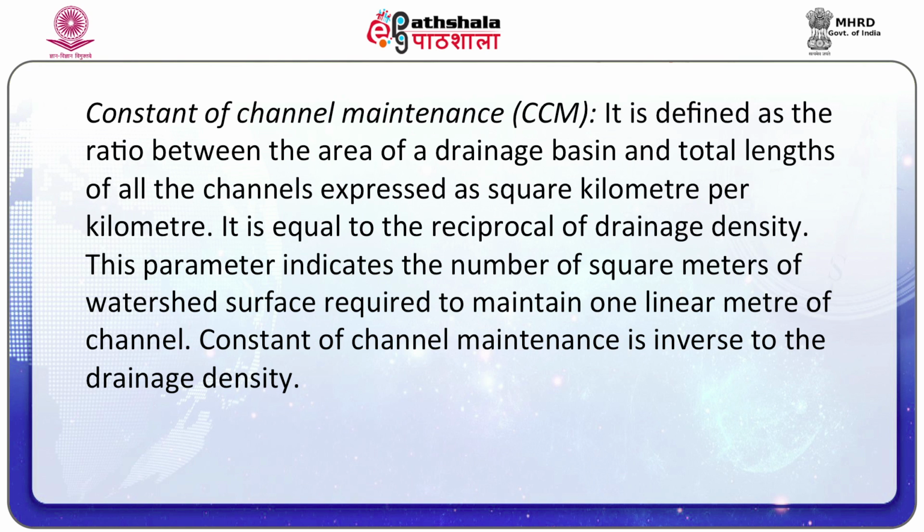Constant of channel maintenance. It is defined as the ratio between the area of the drainage basin and the total length of the channel, expressed as square kilometer per kilometer. It is equal to the reciprocal of drainage density. This parameter indicates the number of square meters of water surface required to maintain 1 linear meter of channel. Constant of channel maintenance is inverse to the drainage density.